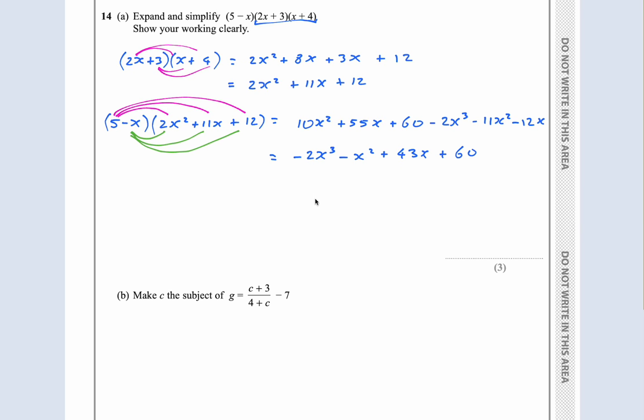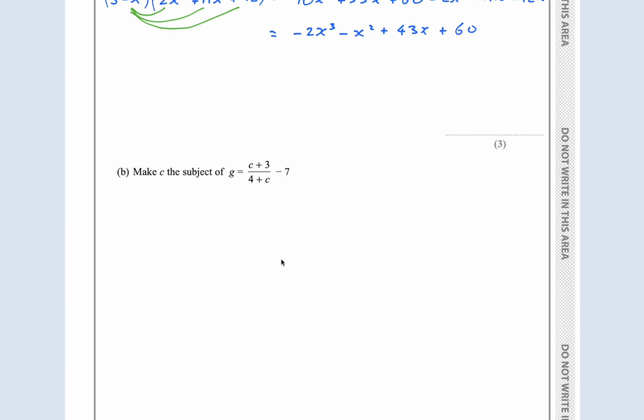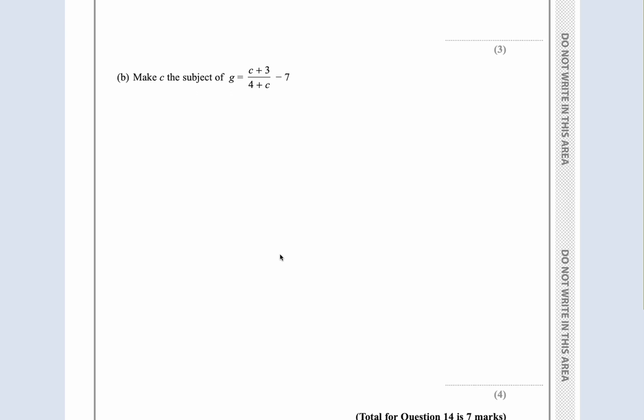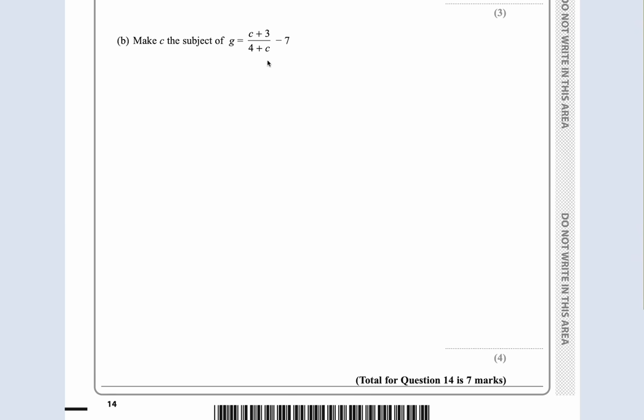Okay, part B. Make C the subject of the formula. Okay, guys, this one, how many marks? 4 marks. This question is kind of tricky. So 2 ways to do it. You could add the 7 across first, or you could multiply by this first, but you have to multiply everything. I'm going to add the 7 first because I think it's the more natural way to do it. So I add the 7 and I get C plus 3 over 4 plus C.